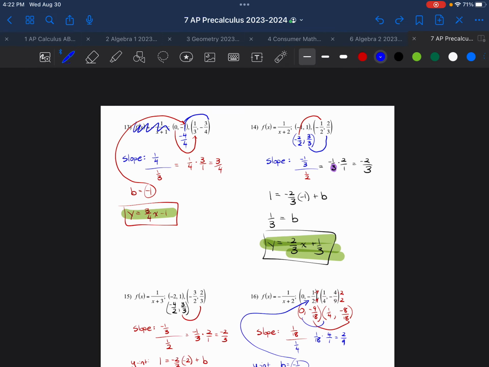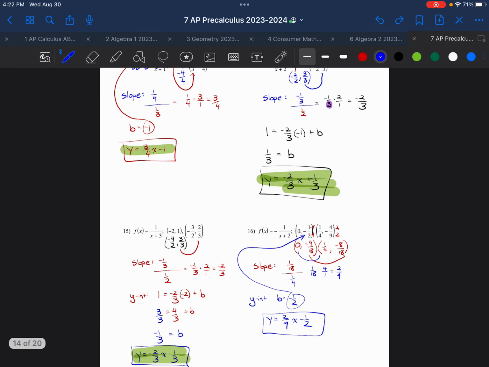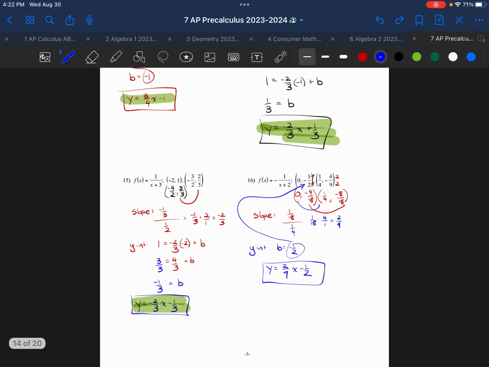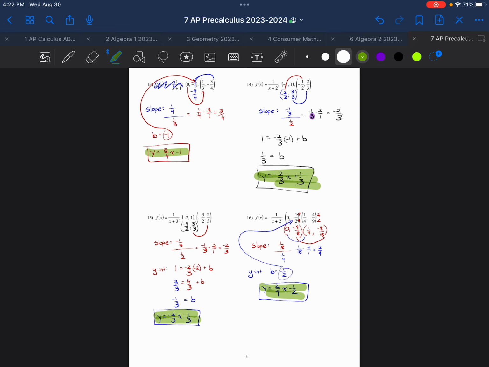We only made that one tiny little mistake in, what problem was that? In number 14. If you caught that before I did, then you can log the extra credit. I talked fast, so it's going to be hard to catch it before I do. That concludes the homework for AP Precalculus.